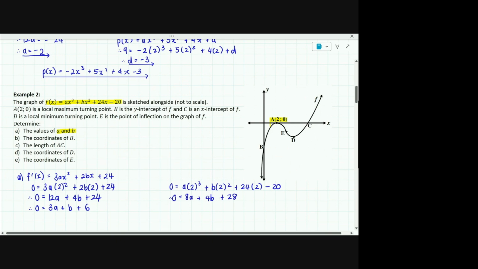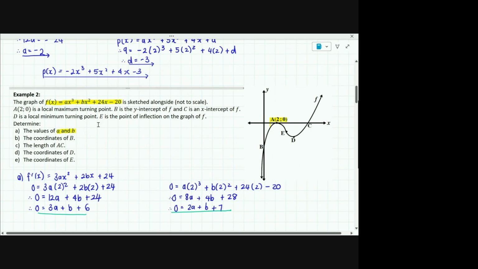Once again, we can simplify this. We can divide everything by 4. So 0 equals 2a plus b plus 7. So what we now have is a situation where we have two equations, both in terms of a and b, and now we can solve simultaneously.